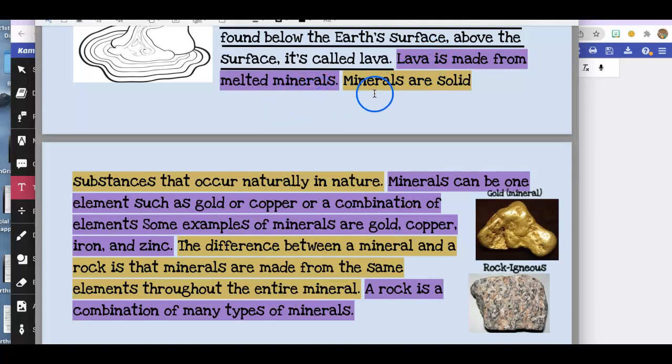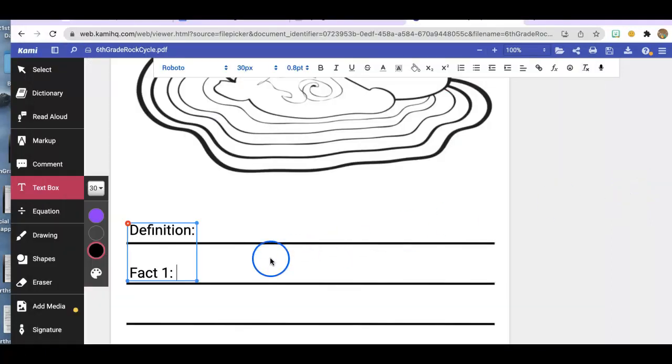Okay? You have also the next fact. Minerals are solid substances that occur naturally in nature. You have your third fact, fourth fact, and your fifth fact. What you're going to do is hit pause right now and write down one of these 5 facts. So hit pause. Write your fact next to the words fact and the number 1. Write it after these 2 dots. That's called a colon. Write it out. Hit pause now and do that. Alright, thank you for coming back.